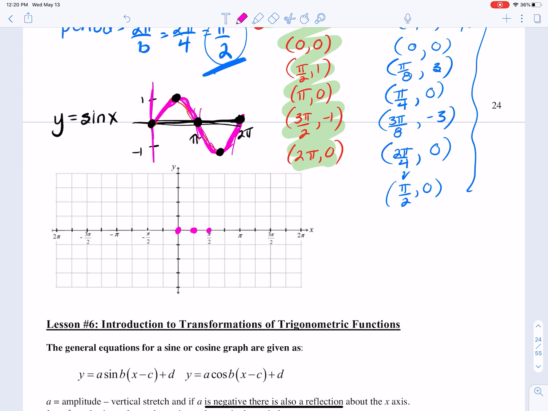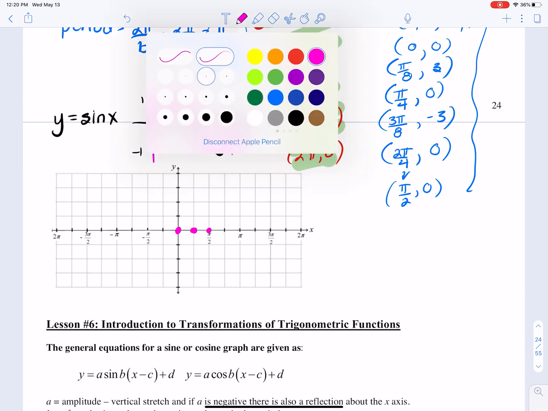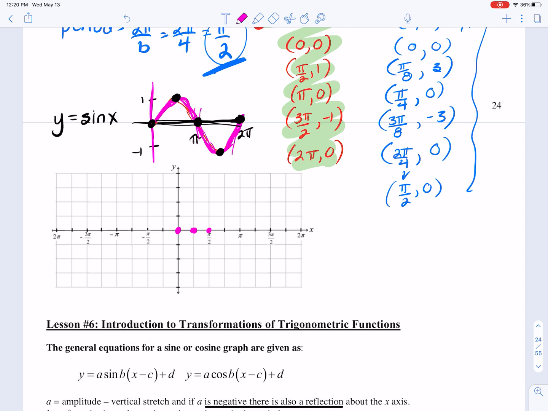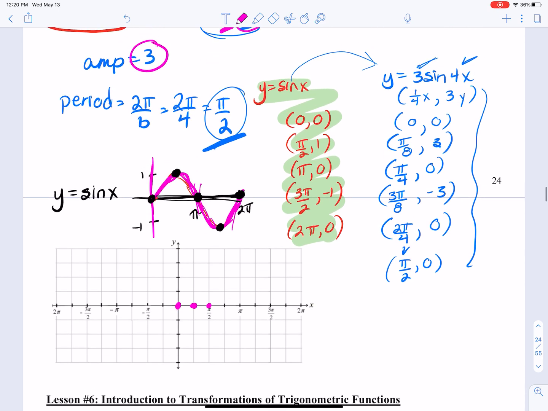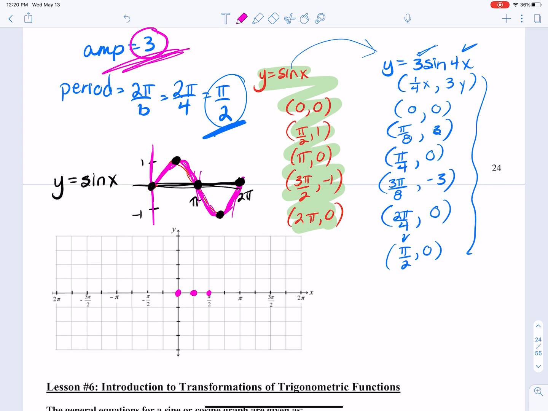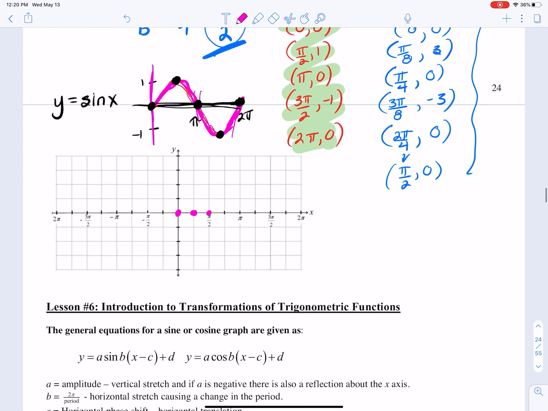So I'm going to plot my 3 x-intercepts, and I'm going to plot my amplitude, which is now, because of the 3 there, going to go up and have a max of 1, 2, 3, and that's going to happen right in between the first 2 zeros, and it's going to go down 1, 2, 3, excuse me, right in between the last 2 zeros. So my first cycle of this graph is going to look like this, and this graph is going to extend all the way to positive and negative 2 pi following the same pattern.